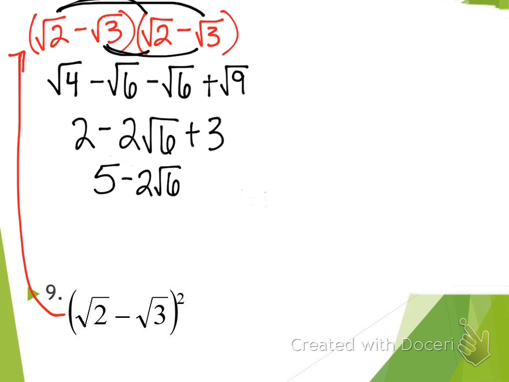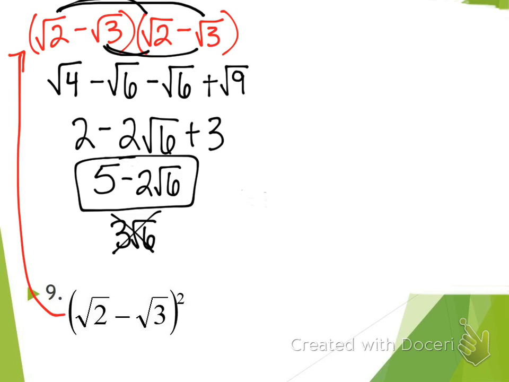minus 2 root 6. Now, I have had students in the past that have then told me that the answer is 3 root 6. Why is that incorrect? Because the negative 2 square root of 6 is by itself. Okay, well this 5 does not have a square root of 6. So these cannot be combined, so that would be incorrect. Our final answer should be the 5 minus 2 root 6.